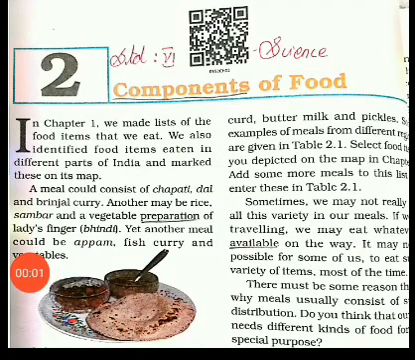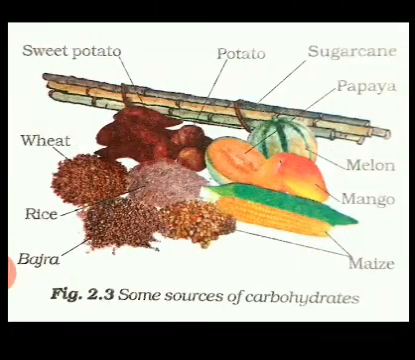Good morning, children. In the components of food lesson, we discussed the various nutrients of food. The major nutrients are carbohydrates, proteins, fats, vitamins, and minerals. Let's have a look at the various sources of carbohydrates, fats, proteins, vitamins, and minerals.